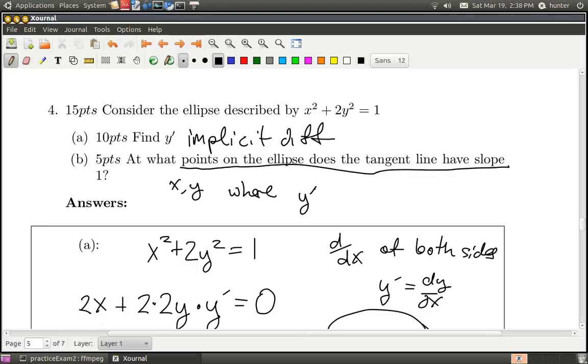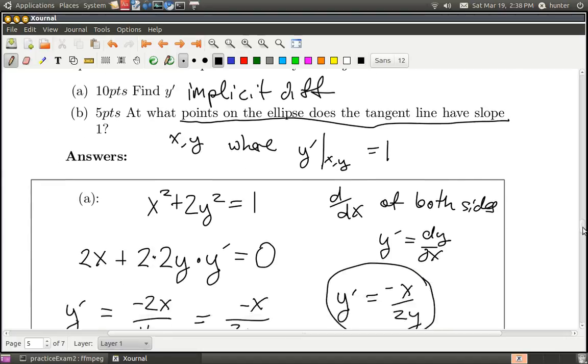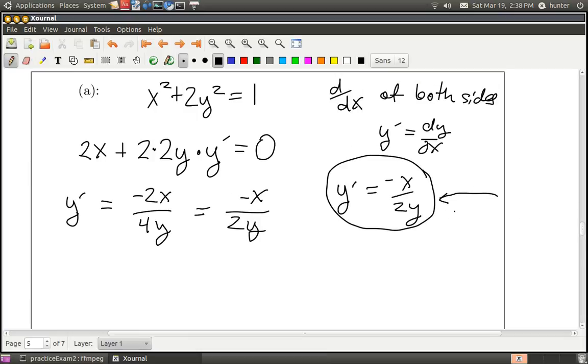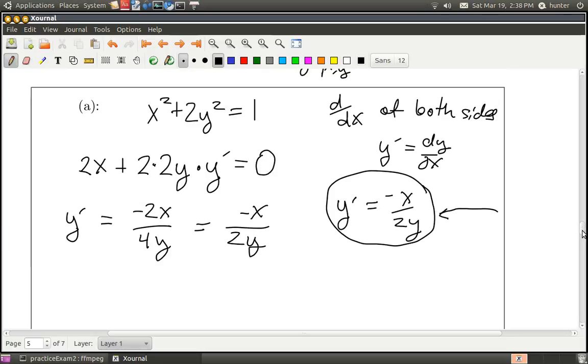if we look at y prime and we plug in x and y, then what comes out is 1. Okay, so that's what this question means. So we look down here at the equation that we have for y prime. We want to find the values x and y that make that come out to be 1 and are actually on the ellipse. So let's do that.